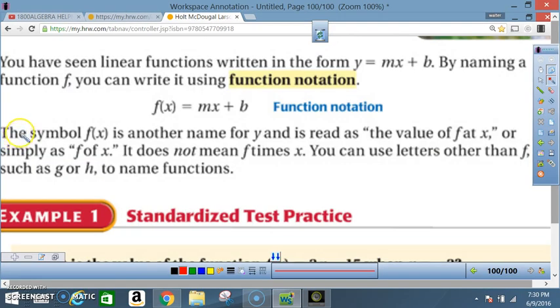Okay, important now. The symbol f of x is another name for y. In other words, where you see f of x, it really means this: y equals mx plus b. So f of x, called function notation, is used in place of y. And that's part of what you're going to be learning in this lesson, function notation.